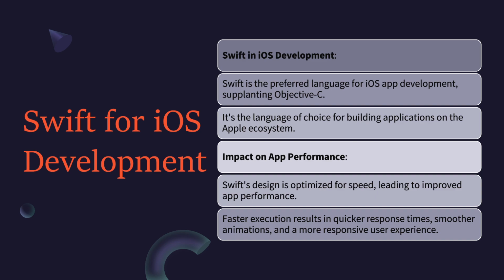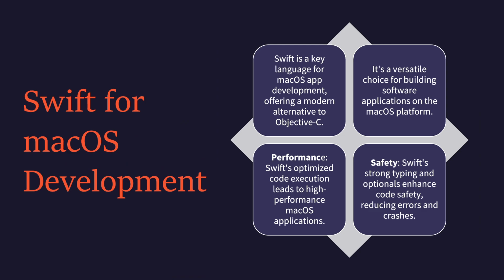Swift for iOS development. Swift is the preferred language for iOS app development, supplanting Objective-C. Swift for macOS development. Swift is a key language for macOS app development, offering a modern alternative to Objective-C, and performance and safety are way higher than Objective-C.